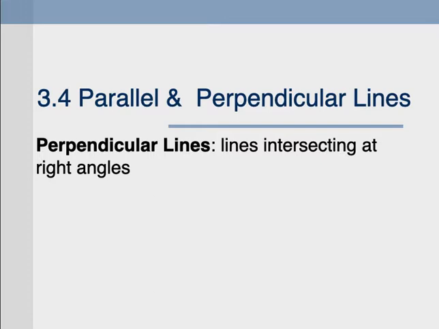Copy down this definition. The word perpendicular is familiar, but reminding yourself of what it means will be especially important when you get to the proofs today. Perpendicular lines are defined as lines that intersect to create right angles, 90-degree angles.